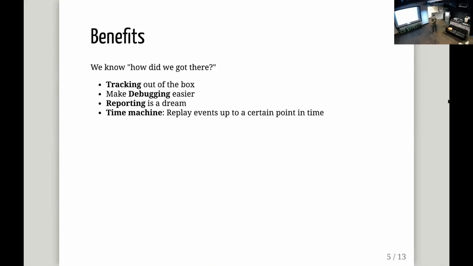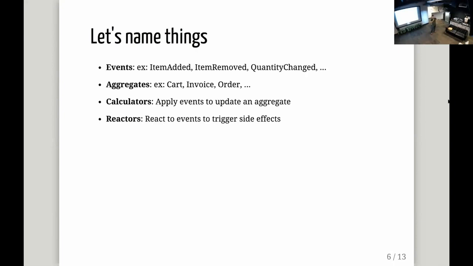So what's great about this is that you basically get tracking out of the box. You answer the question, how did we get there? How did you get to the current state? And so thanks to that, debugging is way easier. You get reporting for free, like you can know how many people added an extra item after they've seen the promo. You just get that. And also you get some sort of time machine. You can go back in time because you can just replay the events up to 2 days ago and see what the state of the system was 2 days ago.